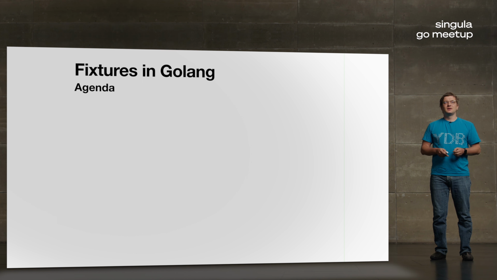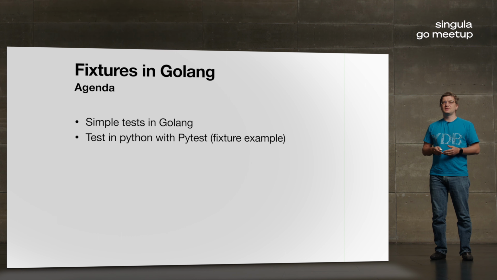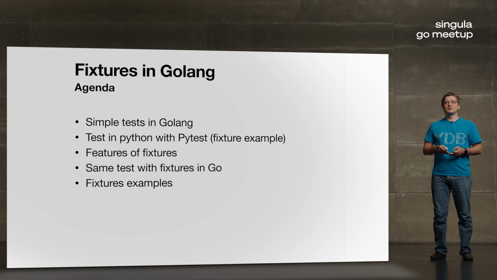Today I will show a simple test in Golang without fixtures. Then I will show the same tests in Python with Python fixtures. Then I will talk about features of fixtures and show the same tests in Go with fixtures. Then I will show an example of the fixtures source.